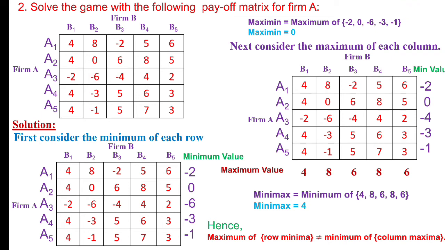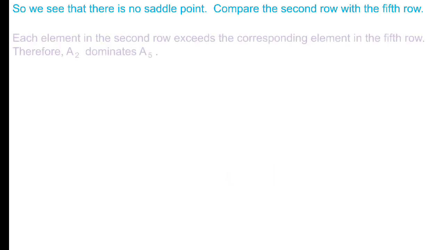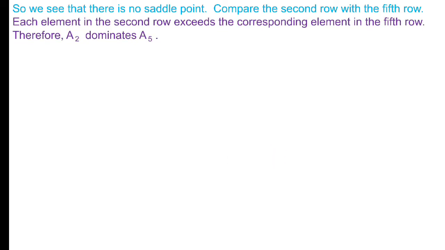Then we can use the principle of dominance rule of game theory. So we see that there is no saddle point. Compare the second row and fifth row. So that rule will be applicable now. Each element in the second row exceeds the corresponding element in the fifth row, so A2 dominates A5. So A5 will be deleted.